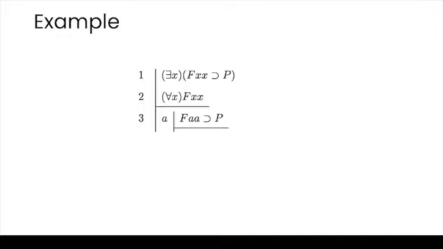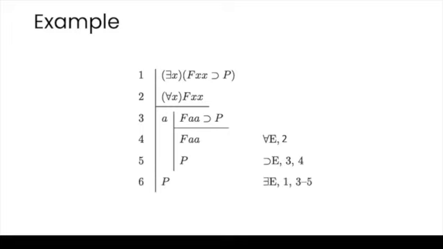Okay, we choose A as a name, and we write as assumption the A for X substitution instance of the existential in 1. Then we exploit the universal in 2. We'll use the same name that's already in circulation. Then we detach P by conditional elimination. That's the conclusion we wanted to get, so we close our subderivation. And write P on line 6 by existential exploitation, lines 1 and 3 through 5.